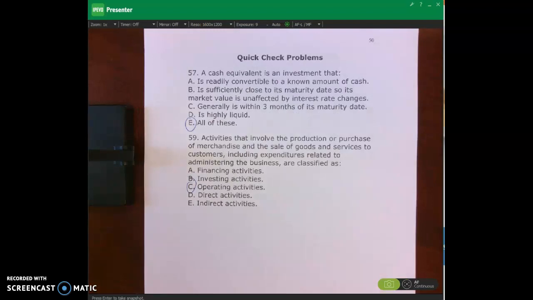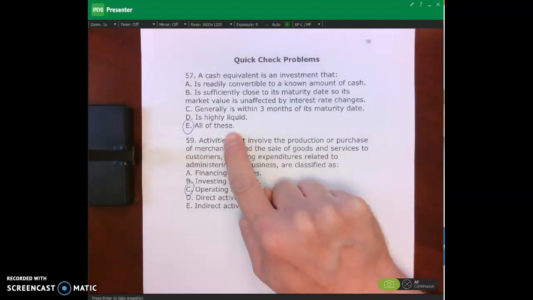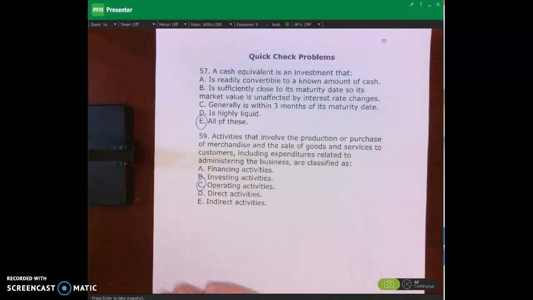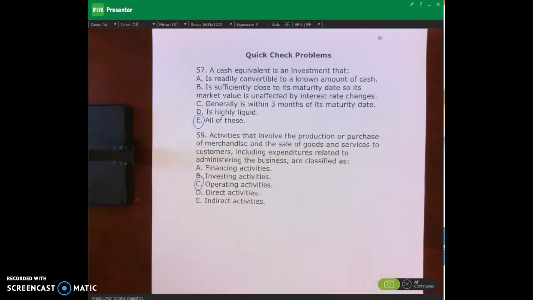Hello and welcome back. So let's see how you did. So the first one, a cash equivalent, is E, all of these, which is straight out of the course pack talking about the definition of a cash equivalent. Okay. Activities that involve the production or purchase of merchandise and the sale of goods and expenditures administering the business, those are operating activities. Those activities are transactions that revolve around the generation of net income.